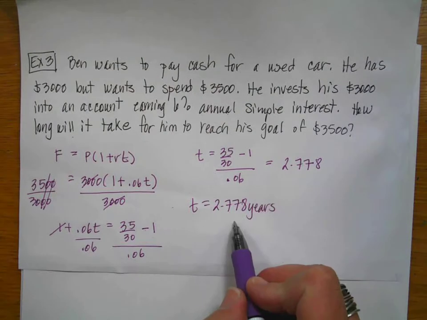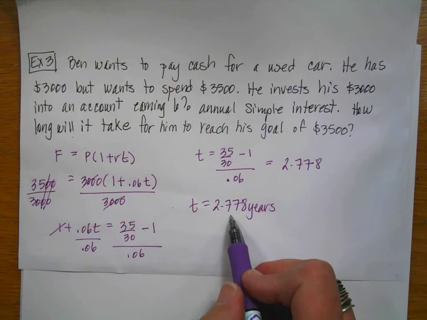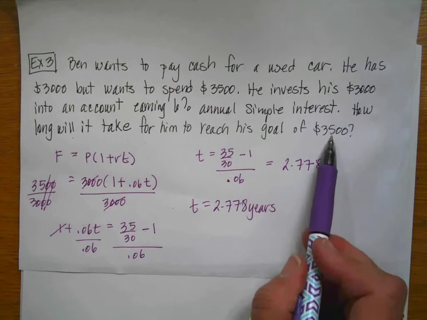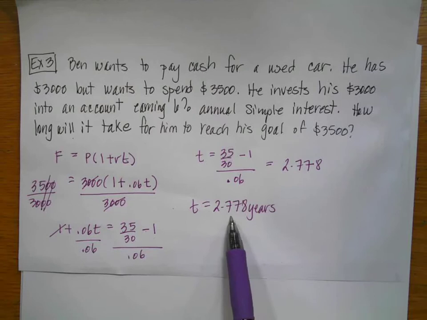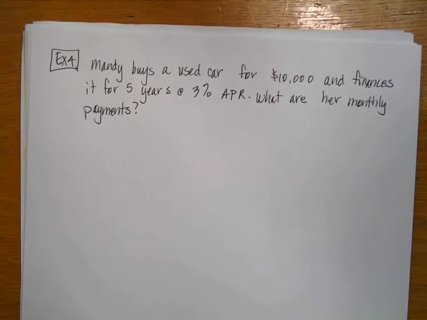It's okay to have a decimal of a year because that just means that it is part of that year. So it's going to take 2.778 years to save up to $3,500. So he has to be patient for 2.78 years while he saves the money, and then he doesn't have to pay interest because he borrowed money.